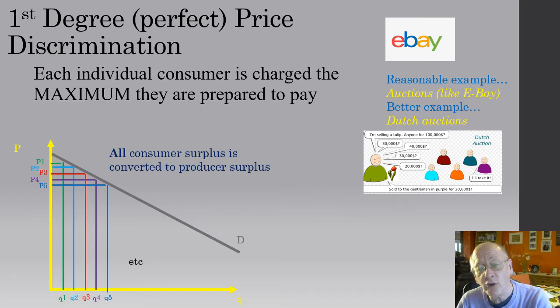So in the example above, someone is selling a tulip. They start at $100,000. They drop the price to 50, then 40, then 30, then 20, and at 20, the guy in purple puts his hand up, so it's sold to that gent in purple for $20,000. And if there was another tulip being sold, the price would come down below 20,000 until the next person, perhaps that person in orange, wanted to buy.